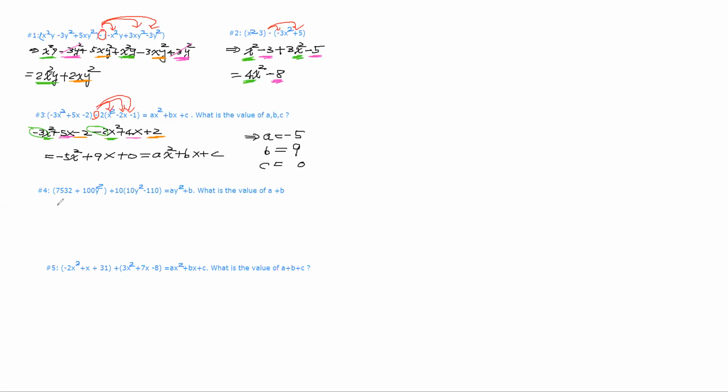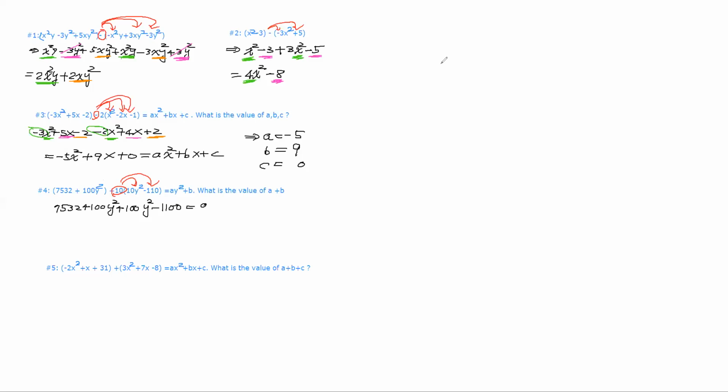So this is 7532 plus 100y squared. Okay, now these ones here, they have a 10, and you need to FOIL. So let's use distributive properties, right? So what do you have here? It will become 100 y squared. Don't forget the 10 has to multiply 110 also. So this is minus 1100, and this one I give you.